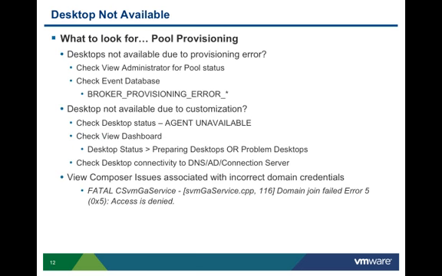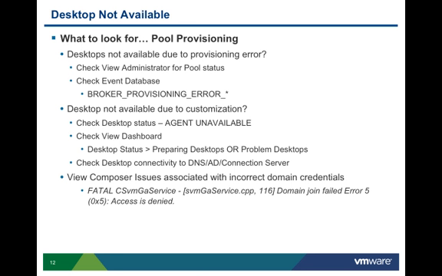So, from a desktop not available perspective, what else should we be looking for? Well, pool provisioning is one particular area where you may see some issues, and sometimes a desktop pool might not reach its maximum number of desktops due to some kind of provisioning error. So you can check the status of a pool in the View Administrator and in the dashboard, or just by clicking on the pool within View Administrator, and it will tell you whether or not there's been a provisioning error. You can also see this through the status of problem desktops in the View Administrator dashboard.